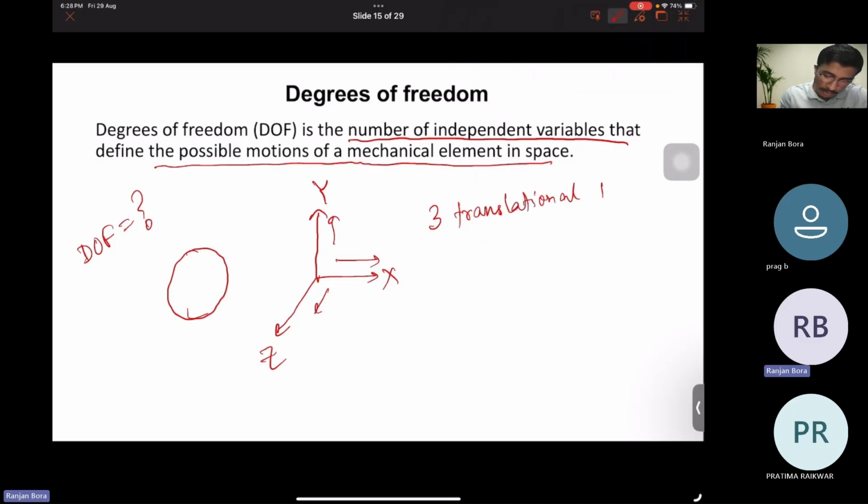translational degrees of freedom. It can also rotate about the x-axis, then about the y-axis and about the z-axis. So it can rotate about all three axes. So it has three rotational degrees of freedom. So in total it has 6 degrees of freedom.